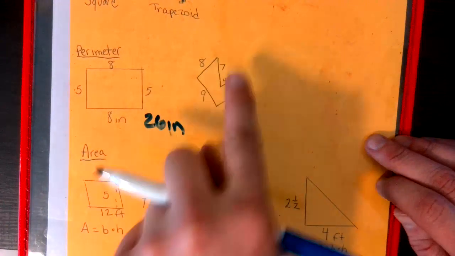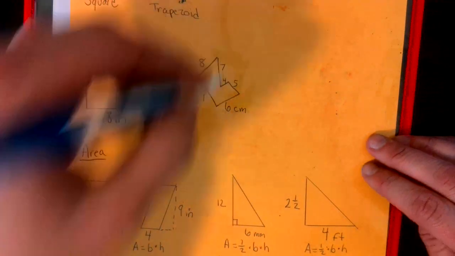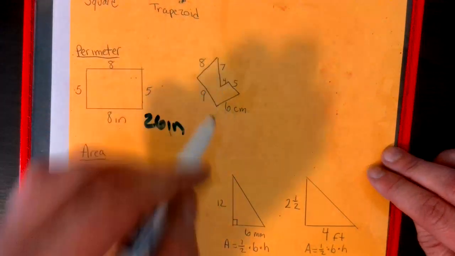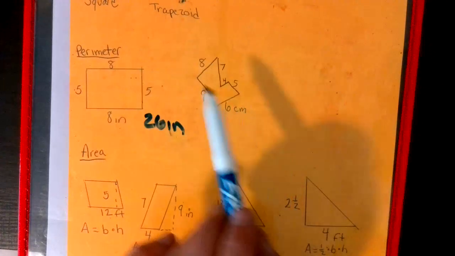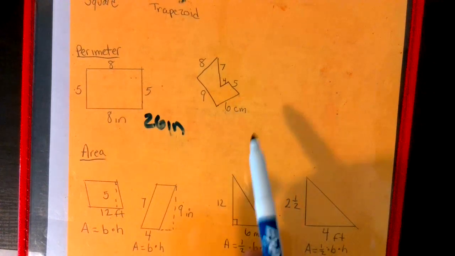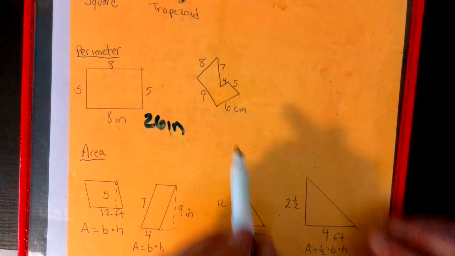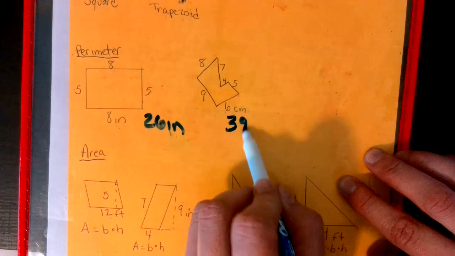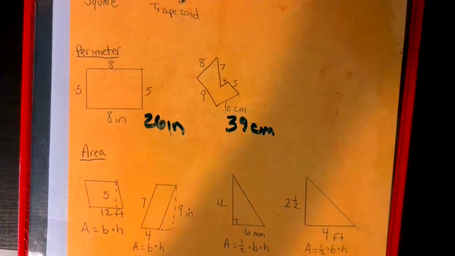I gave a measurement there. This little weird shape, it has 1, 2, 3, 4, 5, 6 sides. That is a hexagon. Even though it looks very strange, you would add up all the sides. You'd add the 8 plus the 7 plus the 4 plus the 5 plus the 6 and plus the 9 to get a total of 39 centimeters, because I gave you a label.